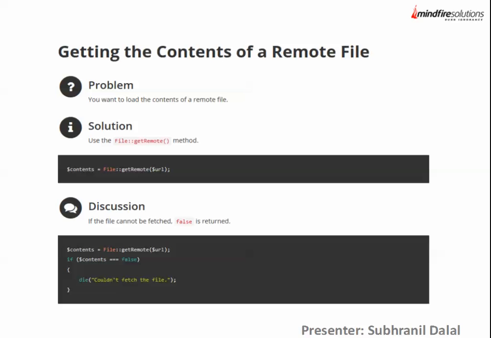And get was throwing an exception if there was some error, like file not found. But here getRemote will return true or false, so that is a good one. If you get it, then you get the content, otherwise it will be false. So here you can check it like: content equals File::getRemote with the URL, and if content equals false, then you can check it easily.